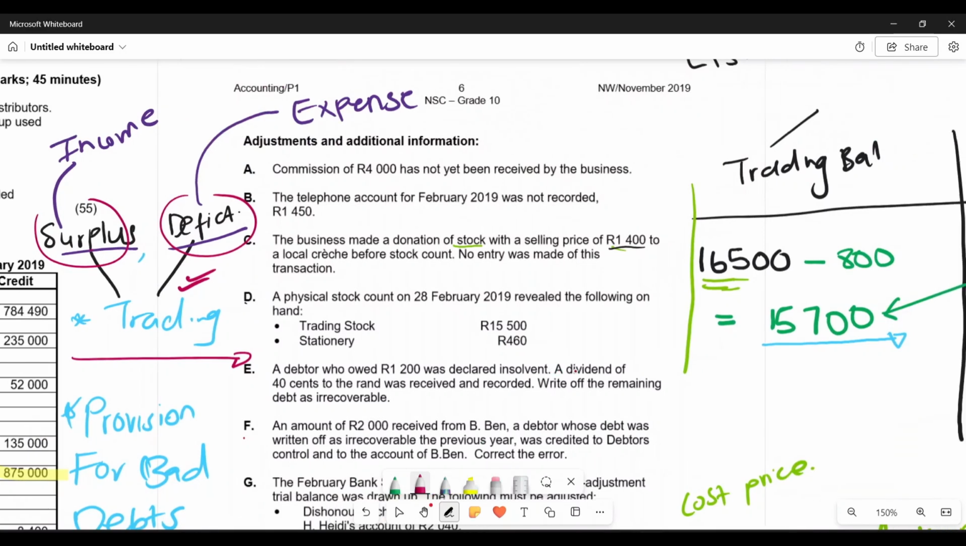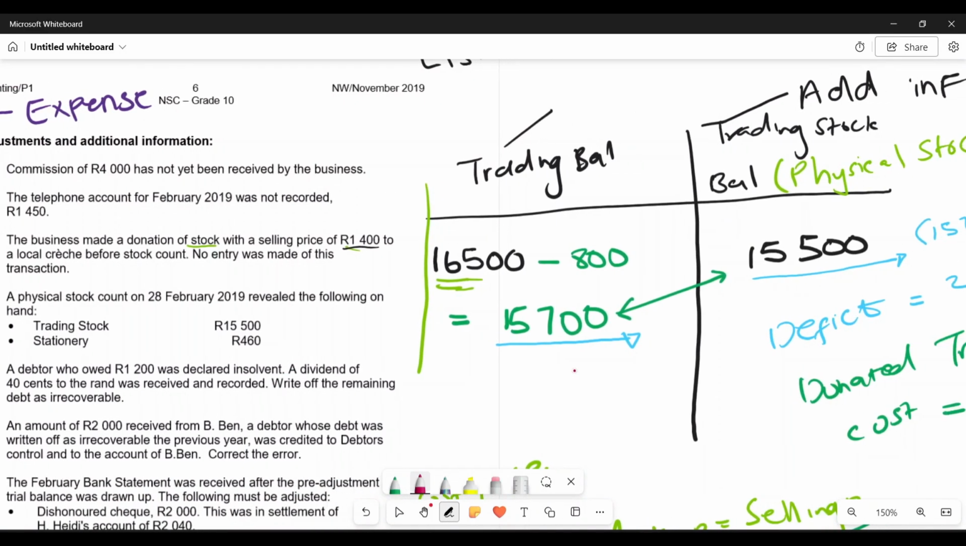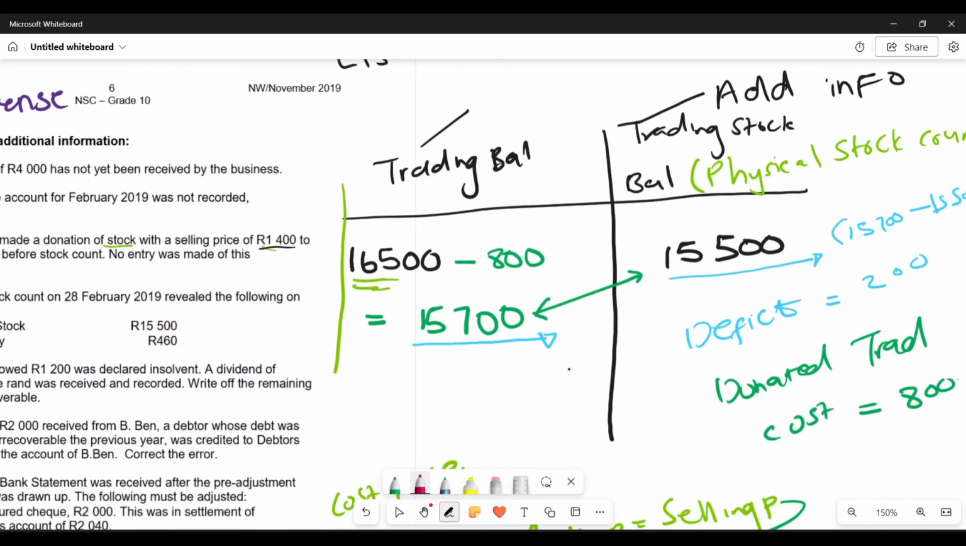So now, how do you classify your trading stock, whether it's a surplus or deficit? This, remember, is the balance that we are given in our books. We need to compare it to the balance from our physical stock count. But before we do that, we need to take into consideration any additional information or any additional transaction which may affect our trading stock. In this case, it's our donations, which we didn't recognize, of 800. And because donations increase your trading stock, we subtracted them. Now, when we compare the two, in our books we expected to have trading stock of 15,700, but when we performed the physical stock count, it was less. It was 15,500, meaning that we made a deficit of 200.